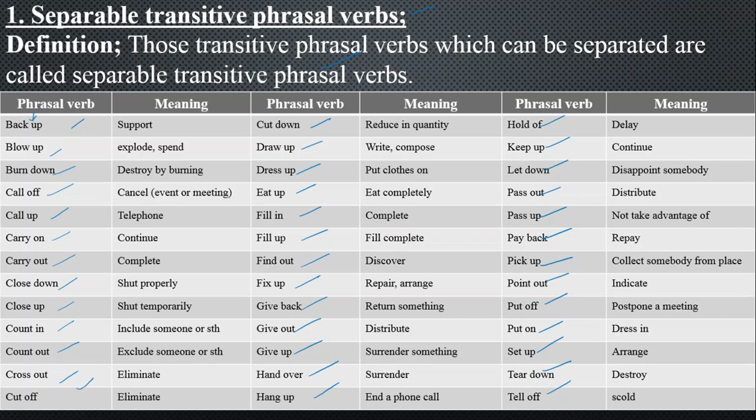What do we mean by the word separation? Take blow up. When it is separated by a noun or pronoun, so that the two parts are separated from one another, that is called a separable transitive phrasal verb. Now we will look at the examples.